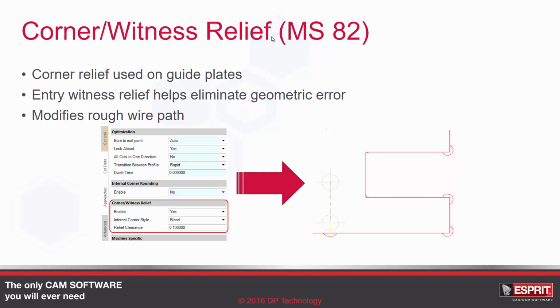A corner witness relief was introduced in milestone 82. And you can see basically this modifies the rough wire path and allows you to put in some corner relief on your guide plates and also entry witness relief to help eliminate geometric errors.